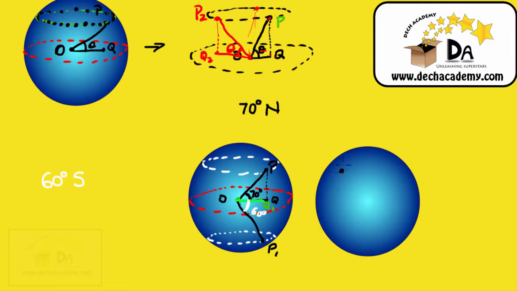So here's another point on the surface of the Earth. I'm going to call this point P2. If you wanted to determine the latitude of this point, all you have to do is locate the center of the Earth. So let's say this is the equator. Circles are really hard to draw, so I'm just trying my best.